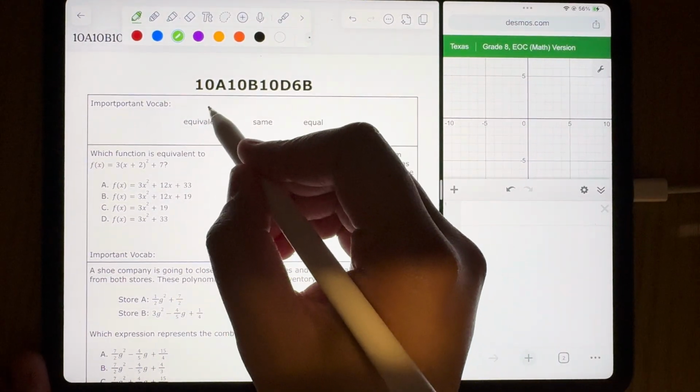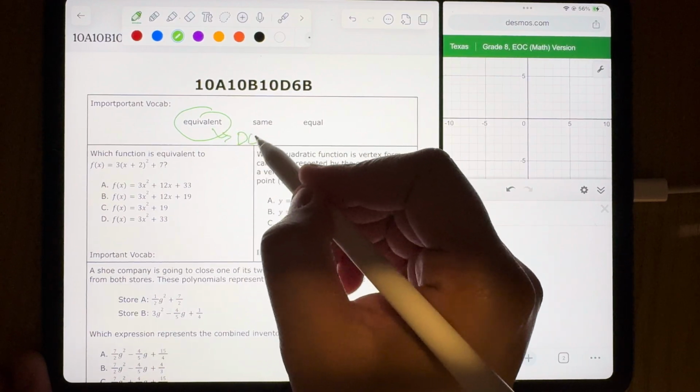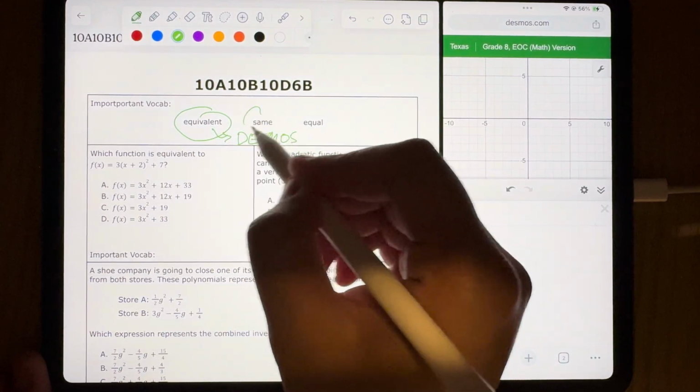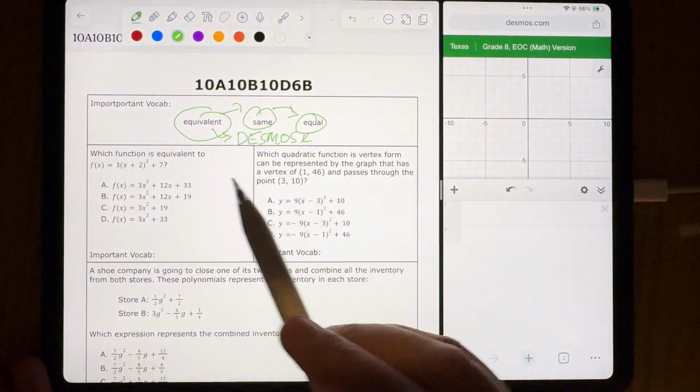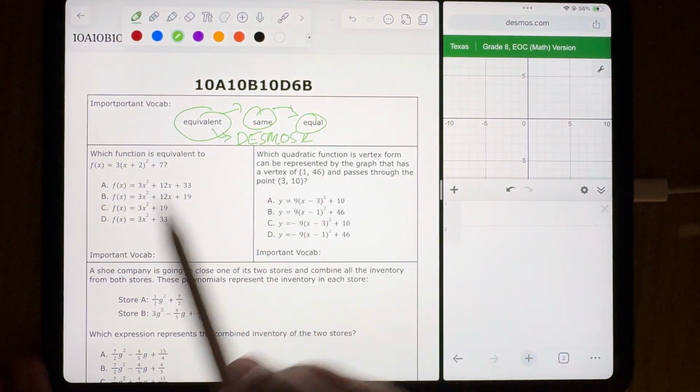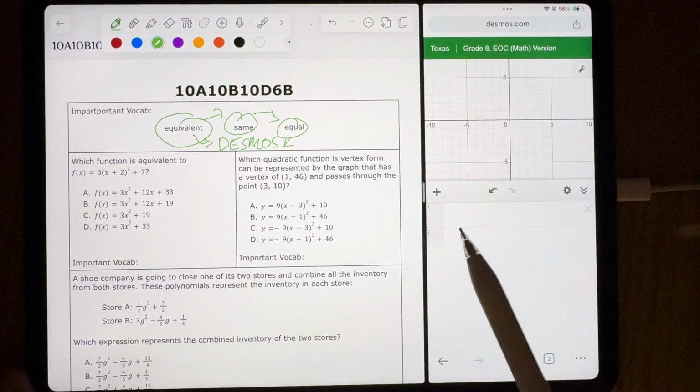Remember, when you see the word equivalent, we always want to go to Desmos because we're trying to find the same or equal. All of these mean the same thing. Equivalent, Desmos. Same, Desmos. Equal, Desmos. Just go to Desmos. We'll be able to figure something out.